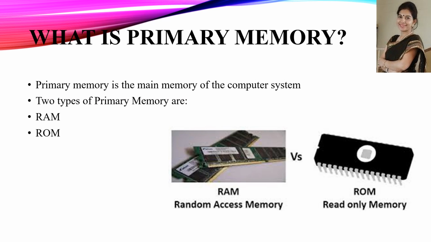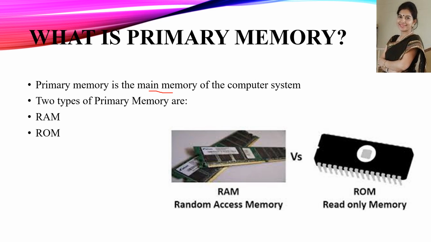Now students, let us discuss about types of memory. So this memory is basically of two types. First is primary memory, and the second type of memory is the secondary memory. So what is primary memory? Primary memory is the main memory or the working memory of the computer, and this memory is basically of two types: volatile primary memory and non-volatile primary memory.